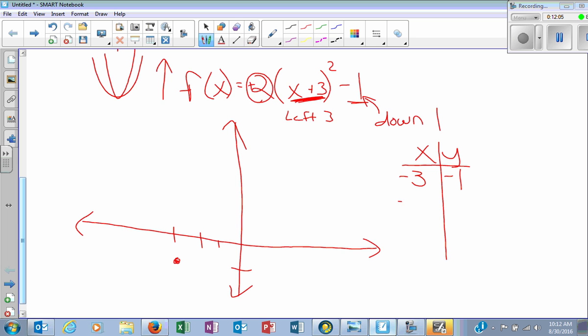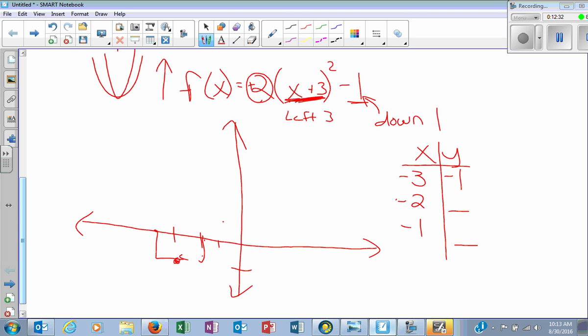What would be my next point? -2. What would be my next point? -1. I plug those into my x's and I figure out my y's. I'm not going to do this whole problem. And then that would give me points over here on this side, something like that. Then I'd go over and up to get to that point, so I'd go back and up to get to that other point. I mirrored it. Does everybody understand kind of the process of how I would graph this actually?